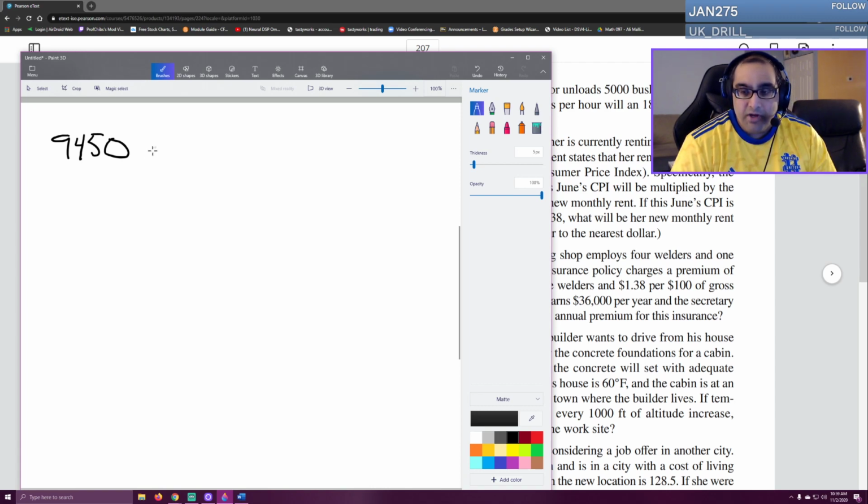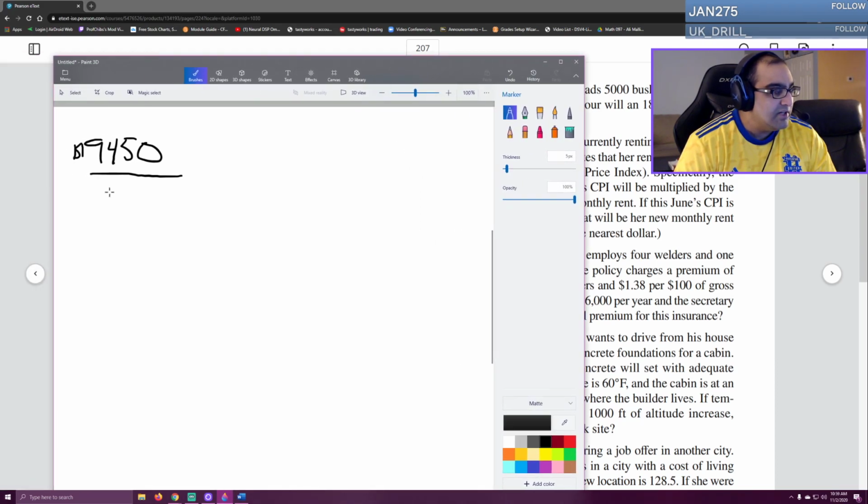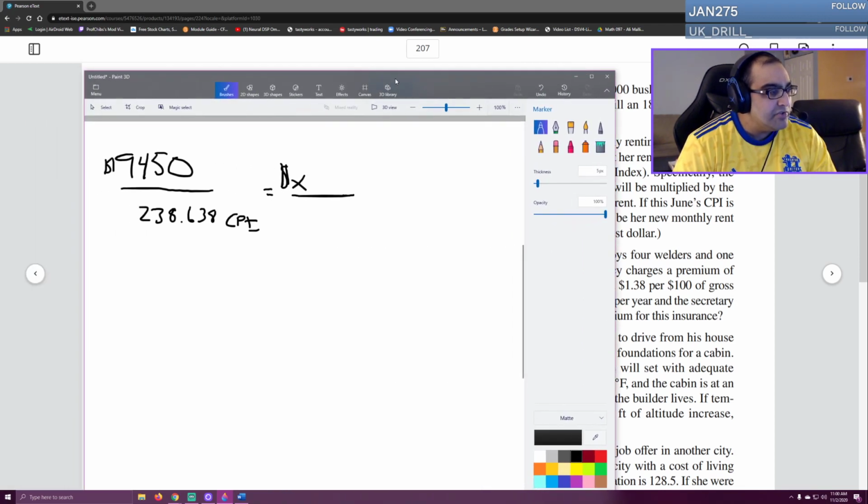So we have $94.50. That's how much she owes in rent here. And then below is the CPI from last year, which was given to us as 238.638. All right, that's from last year. And then we have the CPI from this year. We don't know the rent here, it's X amount of dollars, but the CPI for this year is 241.038.